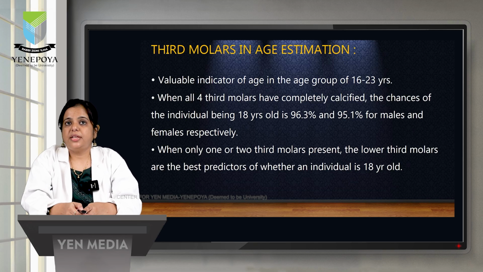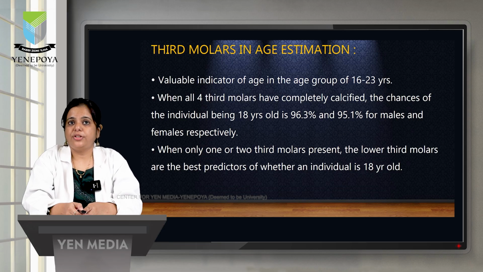So, third molars in the age estimation are a valuable indicator of age in the age group of 16 to 23 years. When all the 4 third molars have completely calcified, the chances of the individual being 18 years old is 96.3% and 95.1% for males and females respectively. When only 1 or 2 third molars are present, then the lower third molars act as the best predictors of whether an individual is 18 years old.